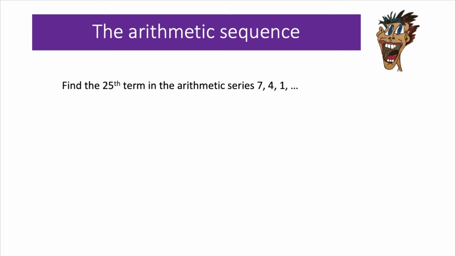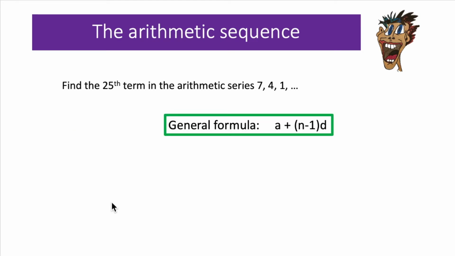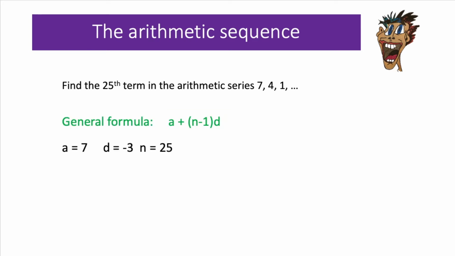What about the second question? Find the 25th term in this sequence. So what you can see here, let's use that general formula, a plus bracket n minus 1 d. I know the value of a, I know the difference is -3, and I know that n is 25. So if I know all of that, I can put all these three into my general formula, and I come out with -65. The 25th term in this arithmetic series or sequence is -65.